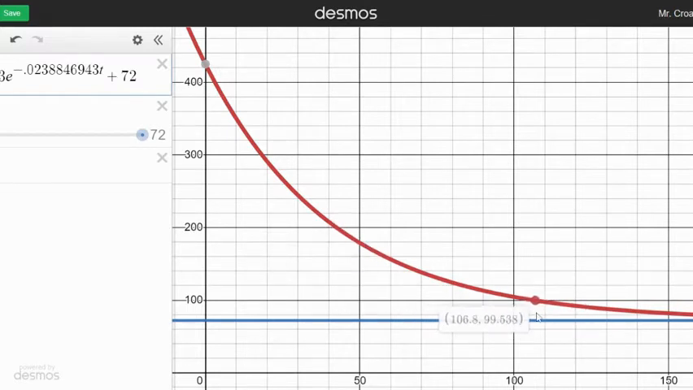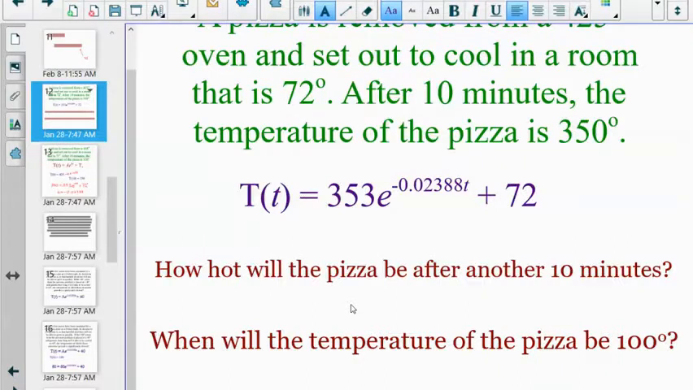This one's a little bit less easy because it's not lining up perfectly on a nice number. It looks like it's around 106.3 minutes, so about an hour and 40 minutes after we pull it out of the oven. When I solved this using algebra, I got 106.104 minutes, and so we're just a little tiny bit off.